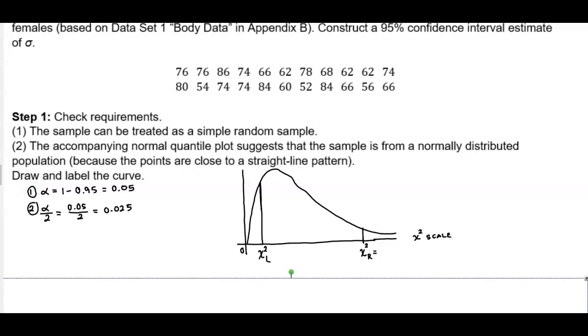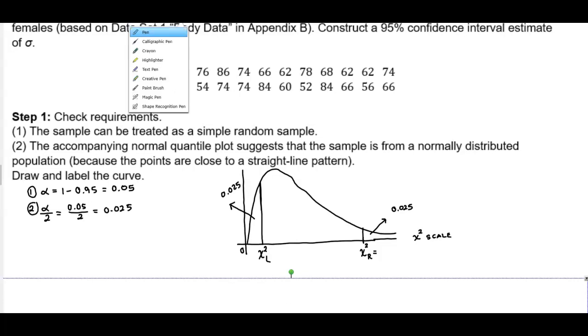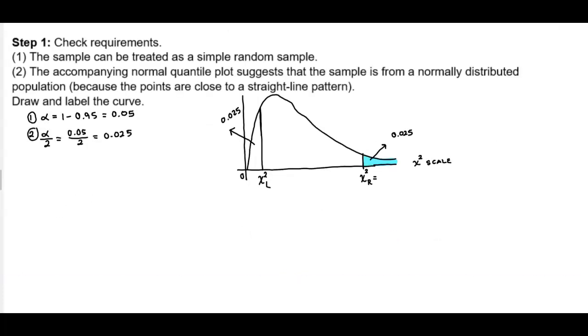Since we know that 0.025 tells us that this area over here represents 0.025, and this area also represents 0.025, let's go ahead and shade that in on the right-hand side. So on the right-hand side, this represents 0.025. That means if we want to find the critical value for the chi-square on the right, we're going to use the area of 0.025.